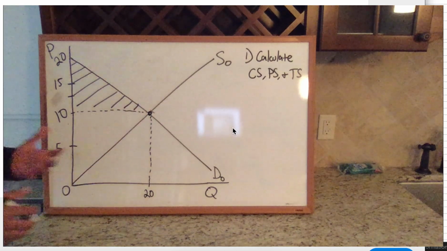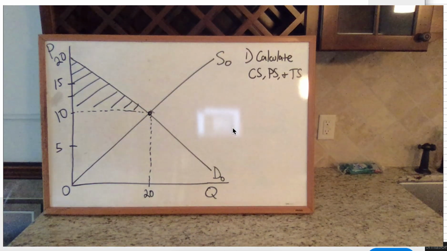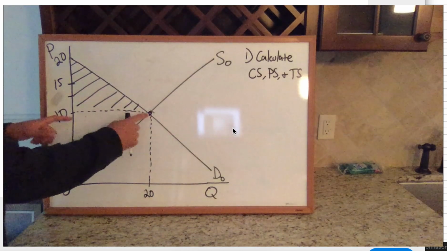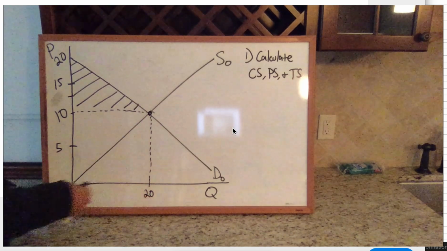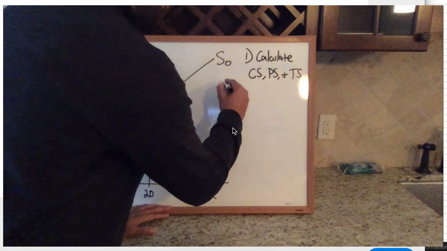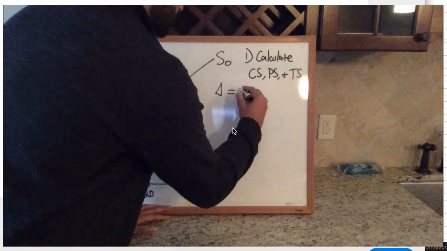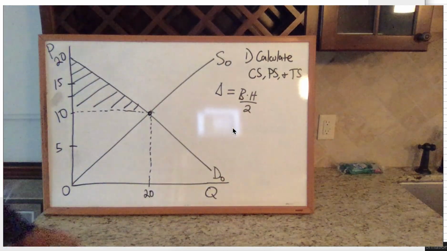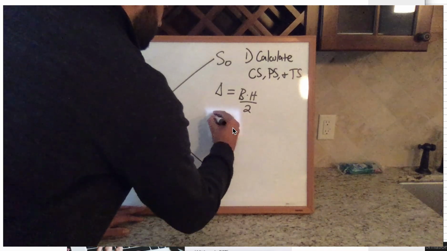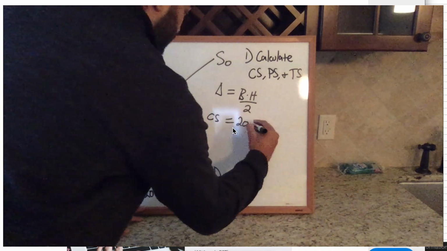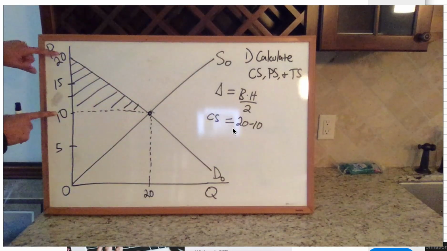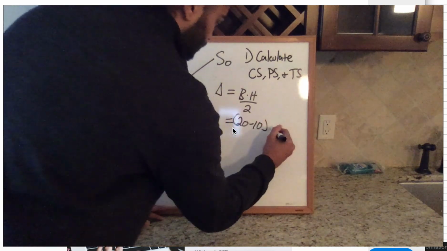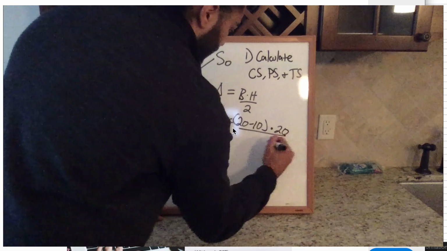So if you would like, you can pause the video and calculate before I do. So you're going to find the difference between 10 and 20, and then multiply it by the base, which is 20, and then you're going to divide by 2. Again, the area of a triangle is base times height divided by 2. So if we plug in all the numbers that we have, 20 minus 10, that's this area right here. So this length times this length. And you're going to divide by 2.